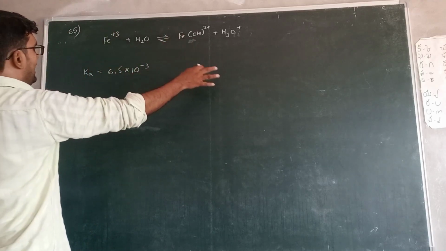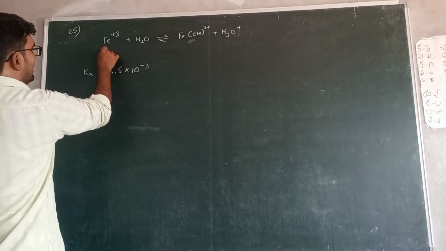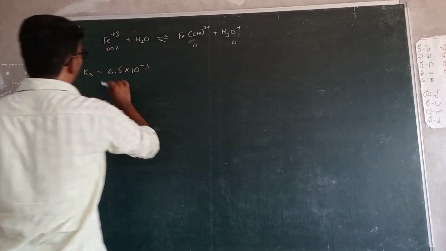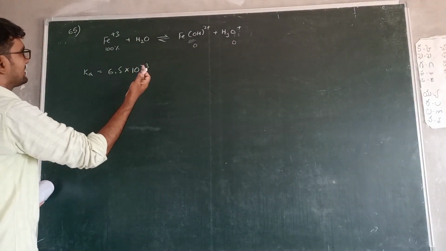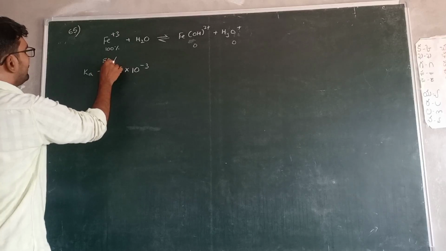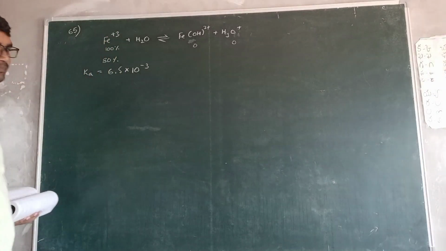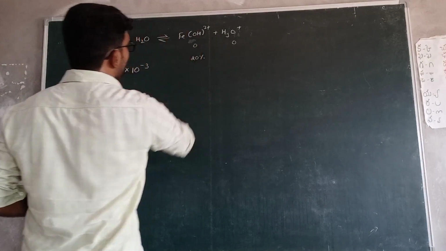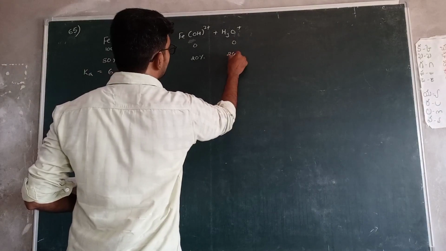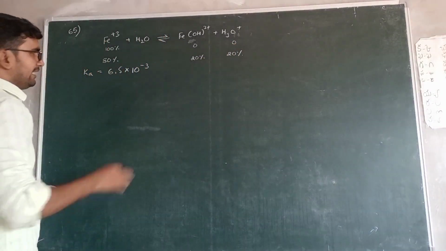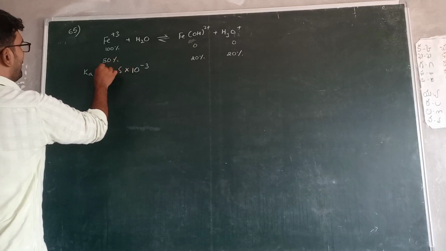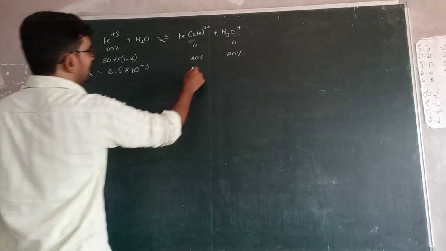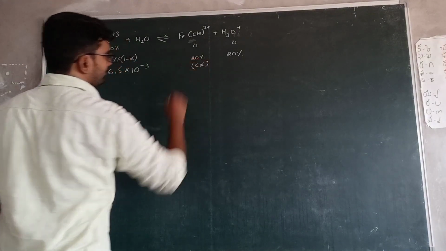Means in the start of the reaction, initially 100% is present as Fe3+, and the remaining two are formed 0, 0. But how much is left after the reaction is given: 80% of the Fe3+ is left. Means 20% is converted to Fe(OH)2+ and also 20% of the H3O+. This is called 1 minus alpha, C into 1 minus alpha value. This value is C alpha value.